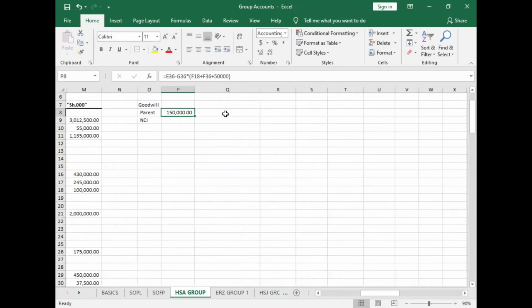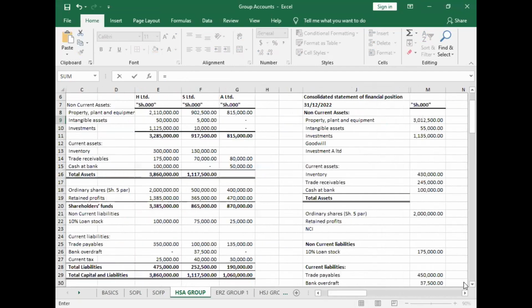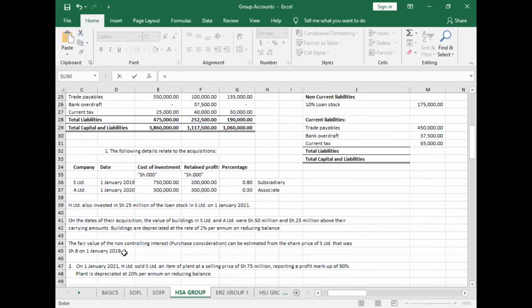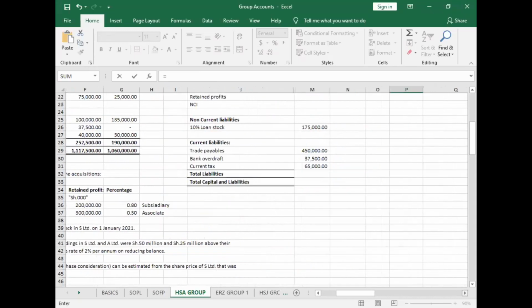Control Enter, Control Backspace to jump to the active cell. So I'll come to calculate the one for NCI. Because I'll be using this share of net assets, I'll copy this, Control C, then press Escape after you copy. Here, equal. On additional information number 1, we've been told the fair value of non-controlling interest at purchase can be estimated at the share price of S Limited, that was 8 on 1st January 2019.